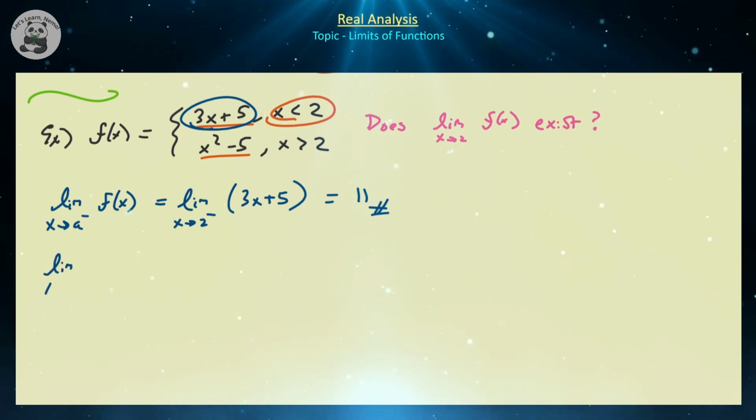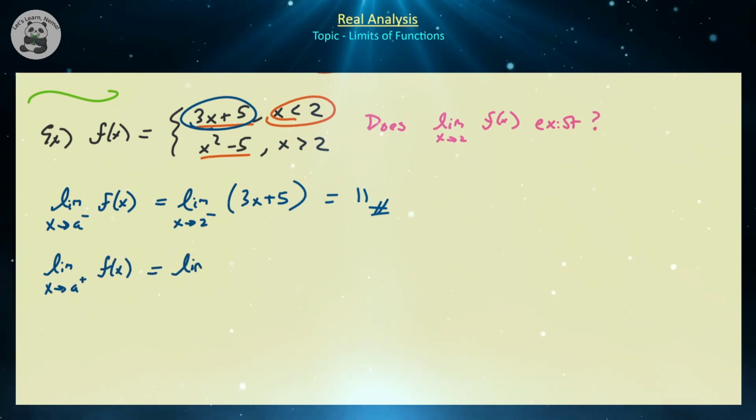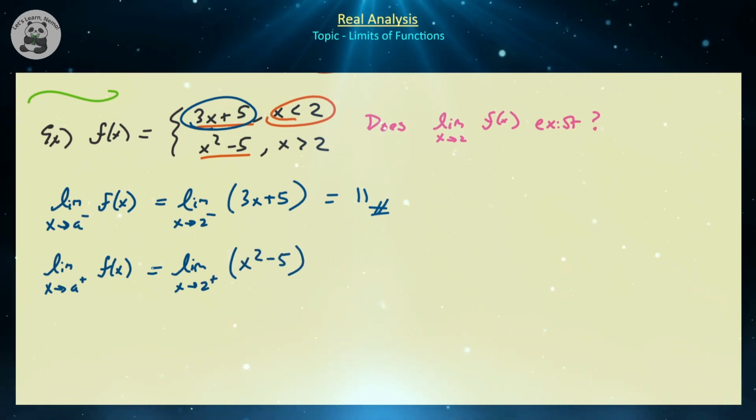And if we look at the right, the limit as x approaches a from the right of f of x is going to be equal to the limit as x approaches 2 from the right of x squared minus 5. And notice that I'm not taking two-sided limits here.